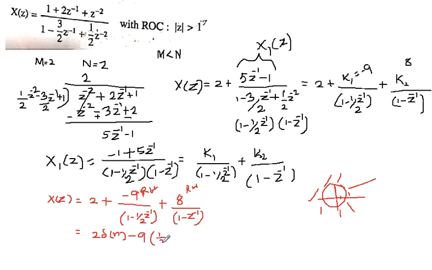So when we have 1 by 2 raised to n into u of n, we will get its Z transform as 1 divided by 1 minus 1 by 2 z raised to minus 1. So it is minus 9 into half raised to n u of n. Now plus, it is 8 into u of n. So this is the inverse Z transform when we have m greater than n. When m is greater than n, how to solve the problem. So we have seen, and similarly we can work on the different problems.